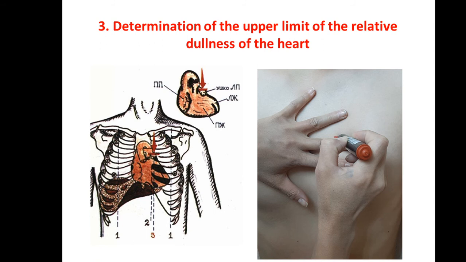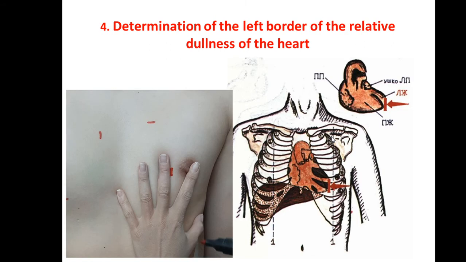Next, the upper border of relative dullness of the heart: we percuss by the left parasternal line, space by space, and it is normally localized on the third rib. And always we should mark on the side of the resonant sound.